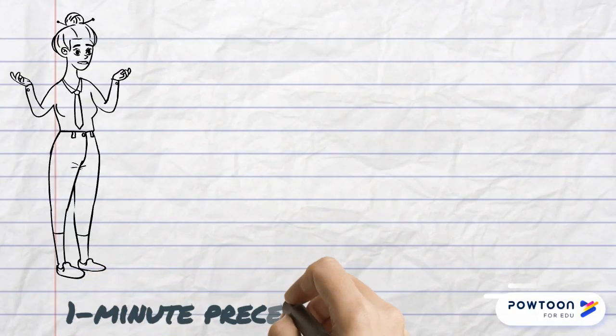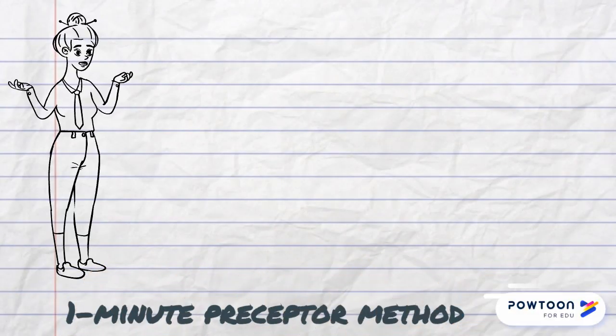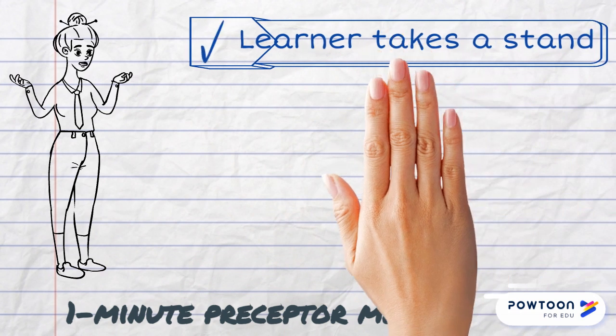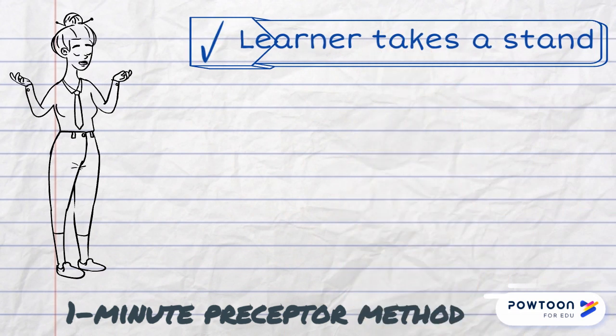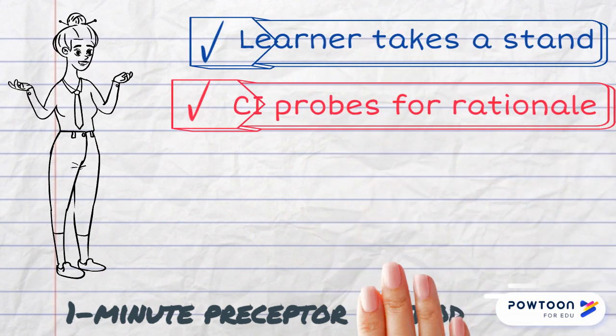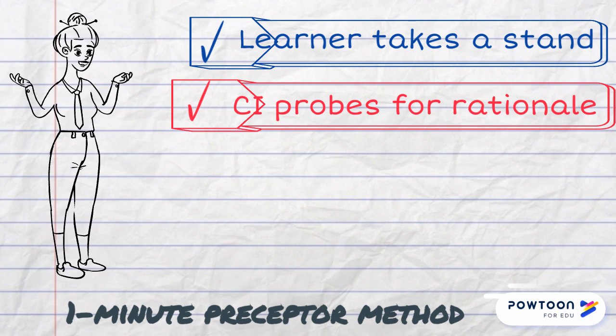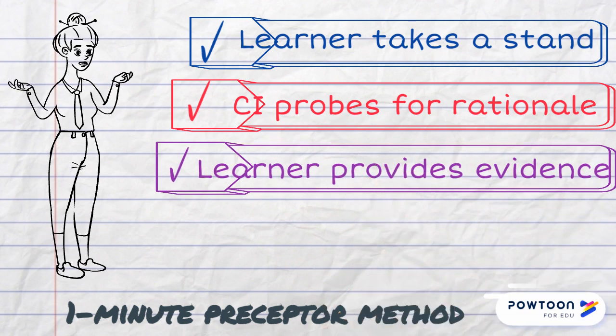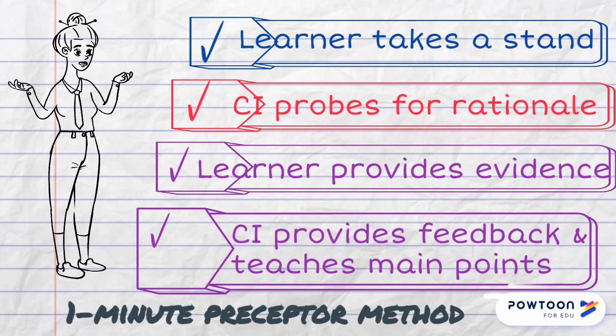The 1-minute preceptor method starts with the student making a clinical decision. Then the CI asks probing questions to uncover the student's rationale. The student then answers questions and provides evidence for their choice, and the CI wraps up with a teaching moment.